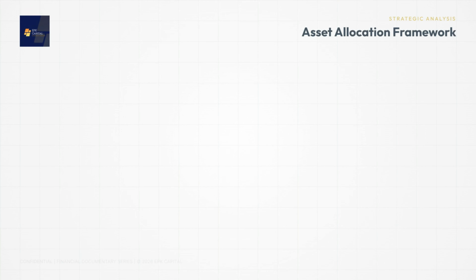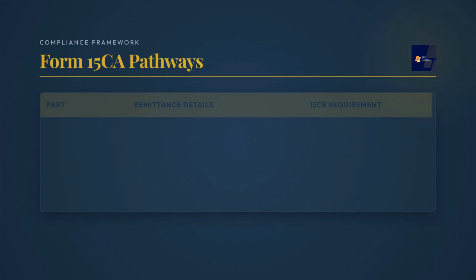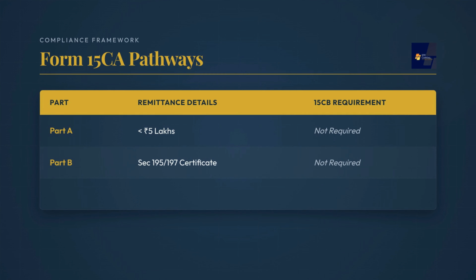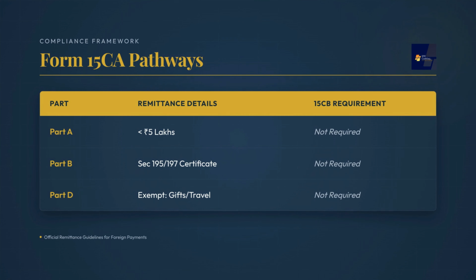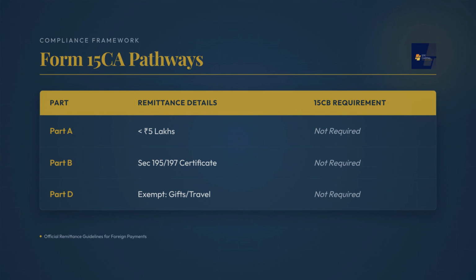When you log into the Indian Income Tax Portal to file Form 15CA, the system presents you with 4 different pathways: Part A, Part B, Part C, and Part D. Selecting the wrong section will lead to an immediate rejection. Part A is for smaller remittances, where the year's total doesn't exceed 5 lakh rupees, about $6,000. Part B applies if you have a formal certificate from an assessing officer. Part D is for specific exempt payments like gifts or tuition fees.